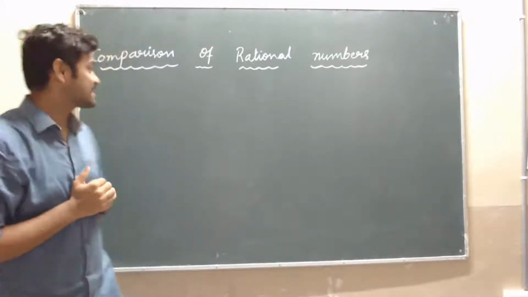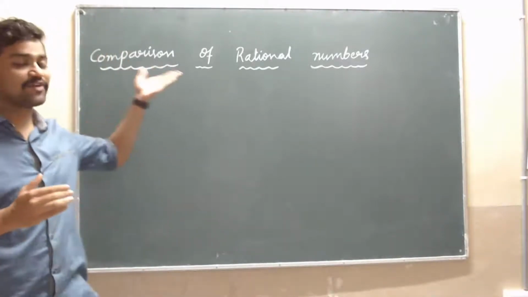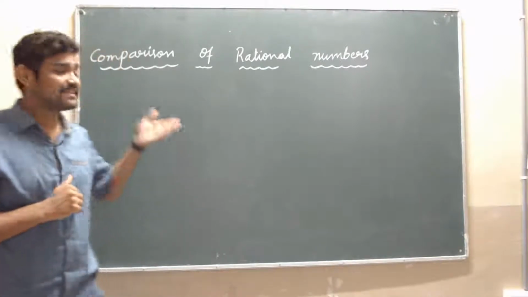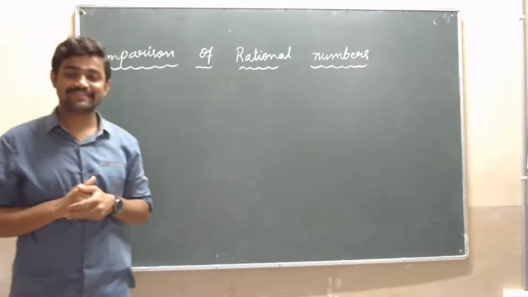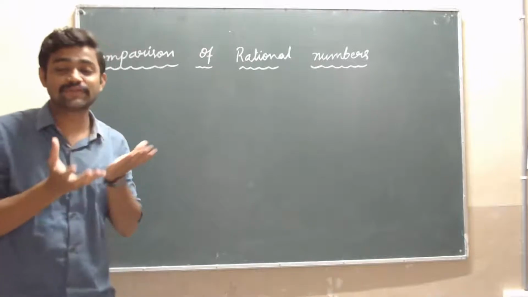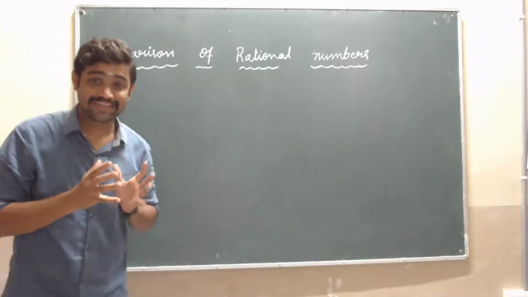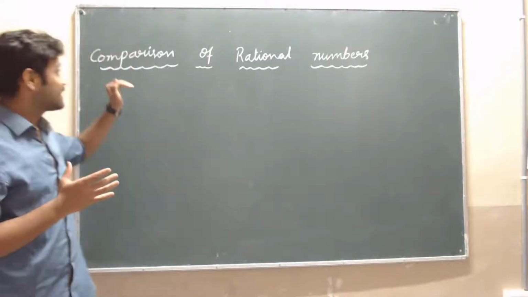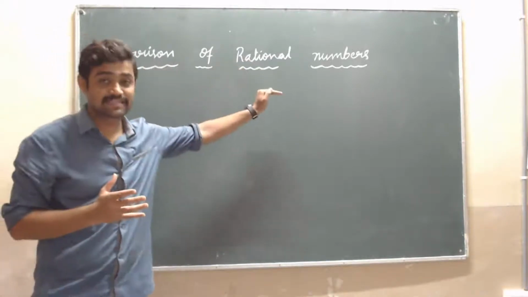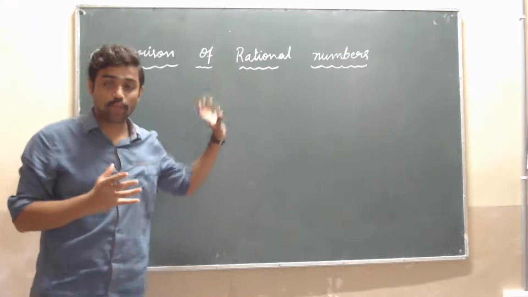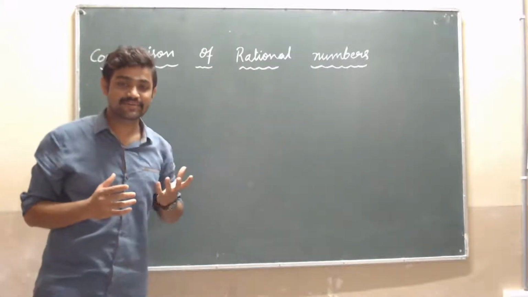In this video, I will explain to you about comparison of rational numbers. Isn't it? That is what is meant by comparison. You do comparison with your friends, like who is taller and who is shorter. Like that, here we are comparing the rational numbers, that is, which one is smaller and which one is greater.